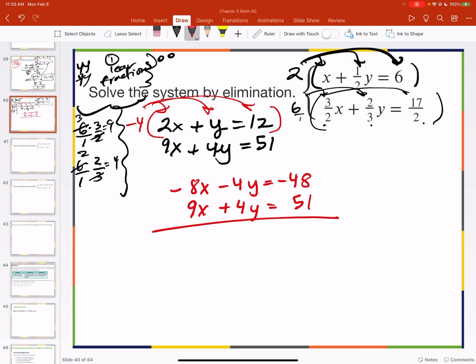Then adding them together, right, this is going to cancel out. Negative 8 plus 9, that's just x. That's nice. And then negative 48 plus 51, that's 3. So x is equal to 3. So yay, we have one of them.